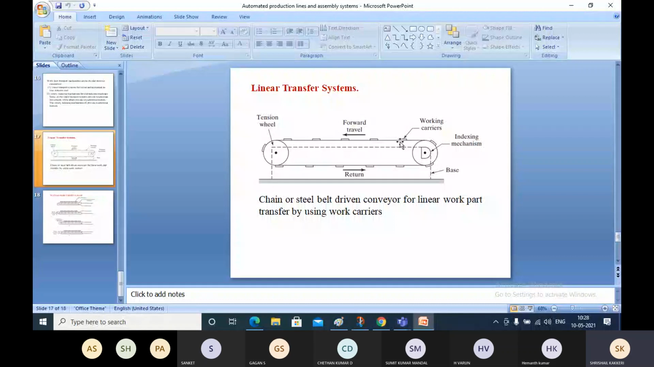Please look here: this walking beam mechanism will have a beam. There is a fixed beam and a transfer beam, and here you can see the work parts on the walking beam and the fixed beam. First, what the walking beam does is lift. Once it is lifted, it will be moved forward.